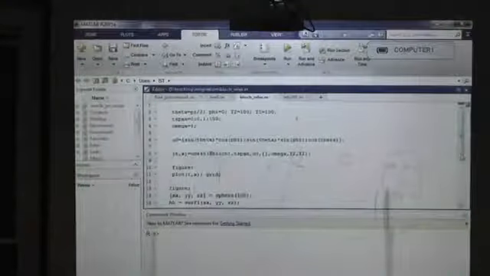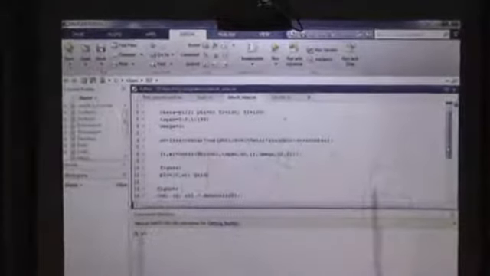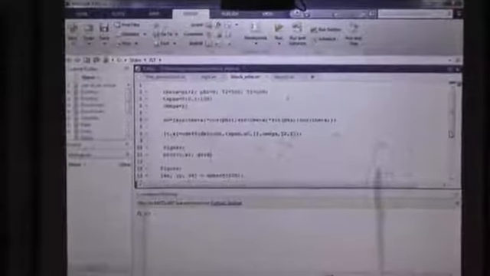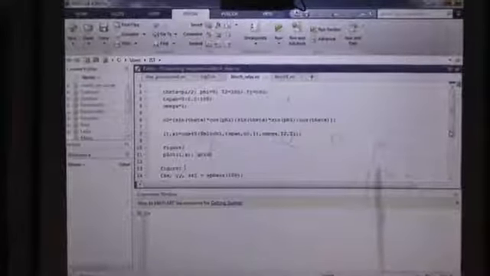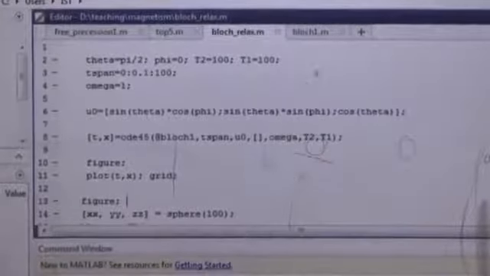Okay, first of all, what I've done in this code is define an initial magnetization with theta equal to 90 degrees. So I'm starting off in the equatorial plane, and my magnetization moment is lying in the xy plane.